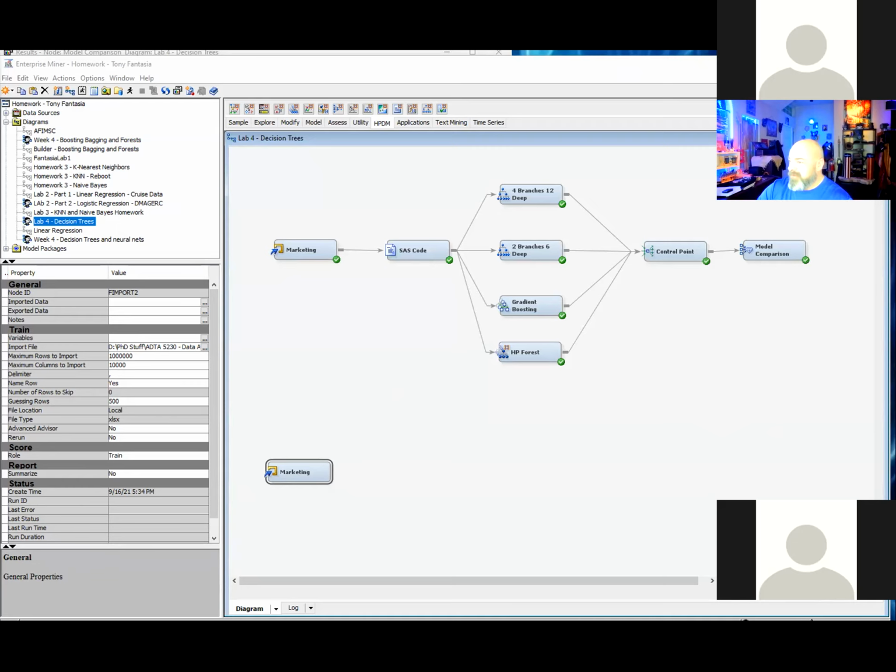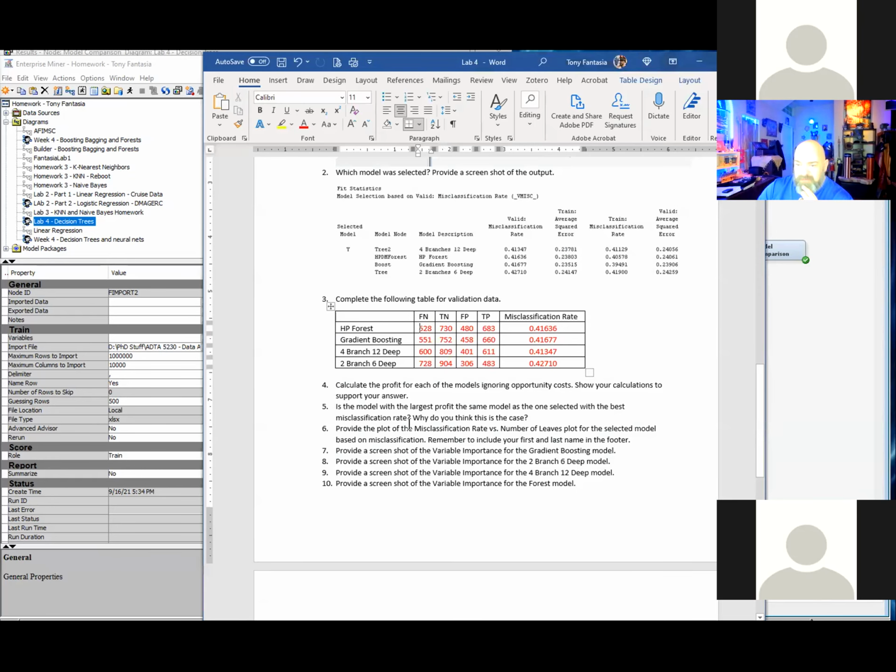All right, so that's good. I'm going to approach number 4 that same way. So then number 5 is the model with the largest profit the same model as the one selected with the best misclassification rate. Okay, I'm not fit to answer these questions yet. But if we go by the approach that Scott just pointed out, the largest profit with the best, aka lowest misclassification rate.